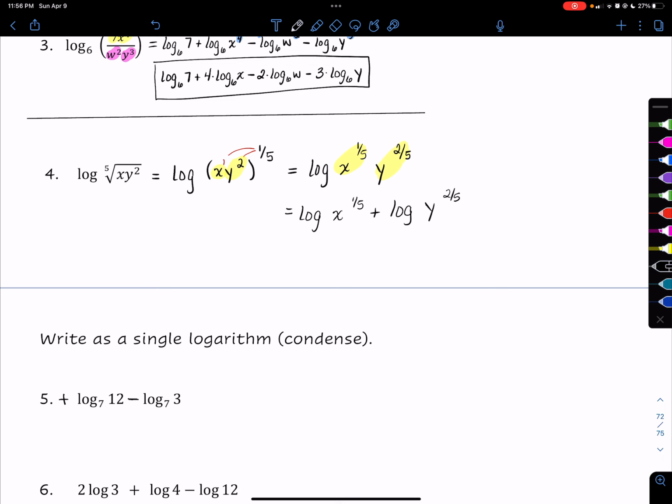Now I'm going to go look for the power rule. Are there any powers? Yep, 1/5 is a power. So that 1/5 is going to go in front of that log. 2/5 is a power. So 2/5 is going to go in front of that log. Okay. So we have 1/5 times log base 10 of x plus 2/5 times log base 10 of y.